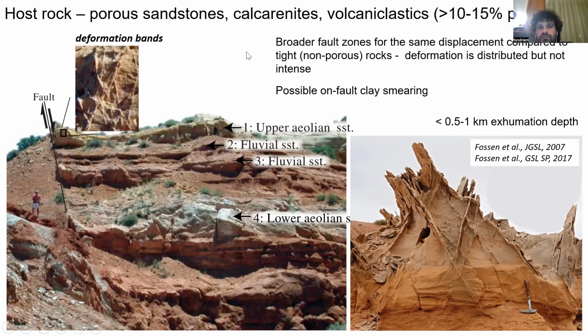So what you will have when you deal with very porous rocks, which are generally present in this condition of depth, so less than 1 kilometer, you will have some fault zones which are broader and characterized by much less intense deformation inside the fault zone compared to fault zones developed in non-porous rocks, both carbonates or silicoclastics. Clearly, given the same condition of displacement and, let's say, accommodated shear deformation.